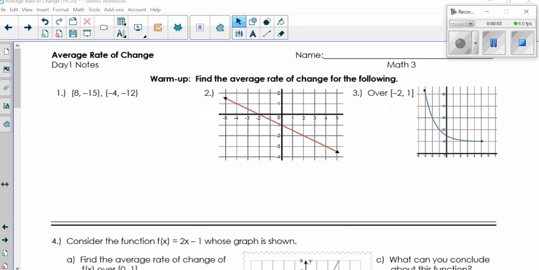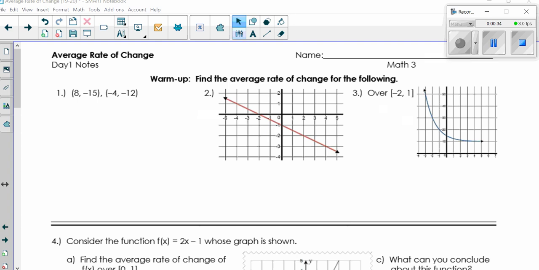Hi everybody. So this is day one of average rate of change. It'll kind of start off with some review of what we know about average rate of change, what you've done within Math 1 and Math 2, and then it'll lead into, on the back side of the notes, how we can apply this to this year's concepts and this year's functions. Okay, and then there'll be another day two of this just to help with the actual algebraic finding average rate of change with this year's functions.